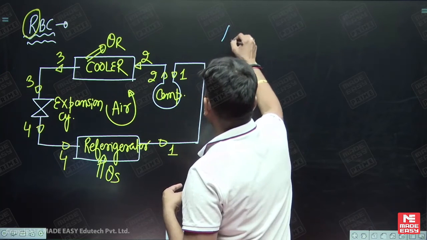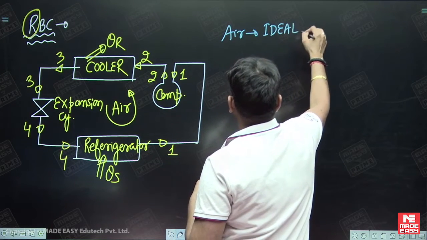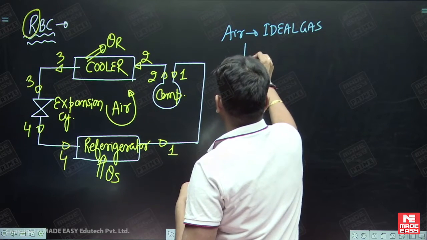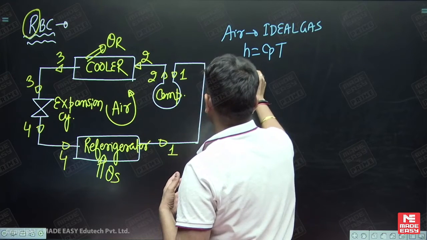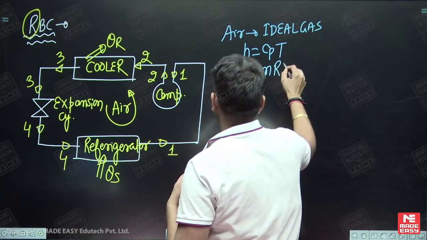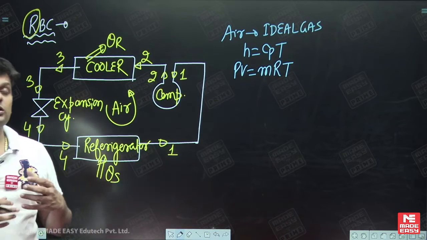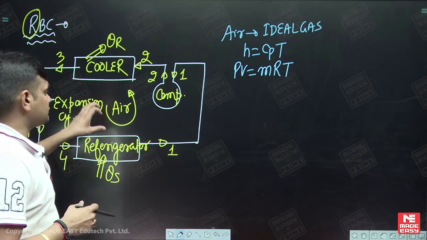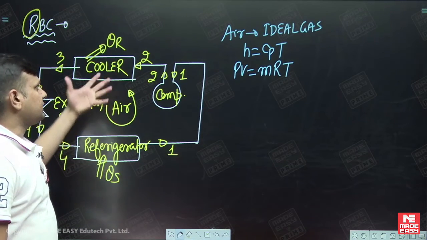For air is treated as ideal gas, and for an ideal gas, enthalpy is a function of temperature. The ideal gas equation is PV = mRT. So it is a gas. Gas means it does not undergo a phase change. If there is no phase change, that's why we cannot use the words evaporator and refrigerator.